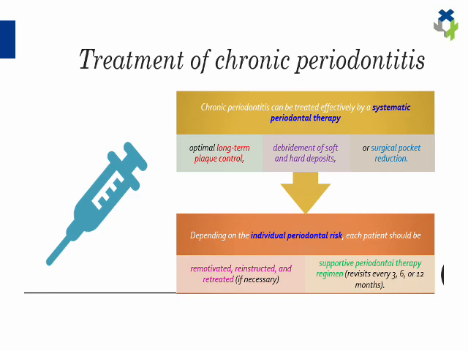The various therapies: chronic periodontitis can be treated effectively by a systematic periodontal therapy. First one is the optimal long-term plaque control. Next, debridement of soft and hard deposits or surgical pocket reduction. Depending on the individual periodontal risk, each patient should be re-motivated, re-instructed and retreated if necessary. A supportive periodontal therapy regimen should be advised.